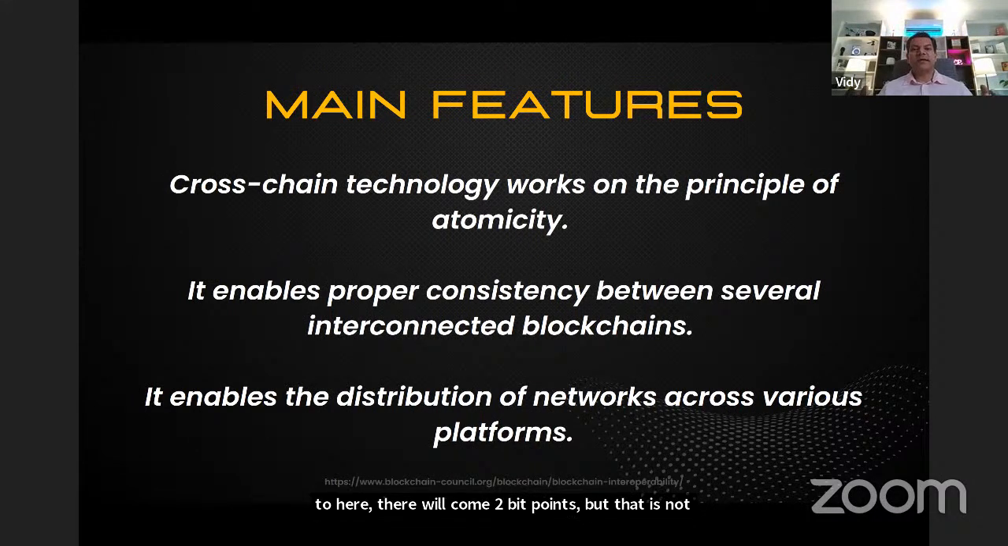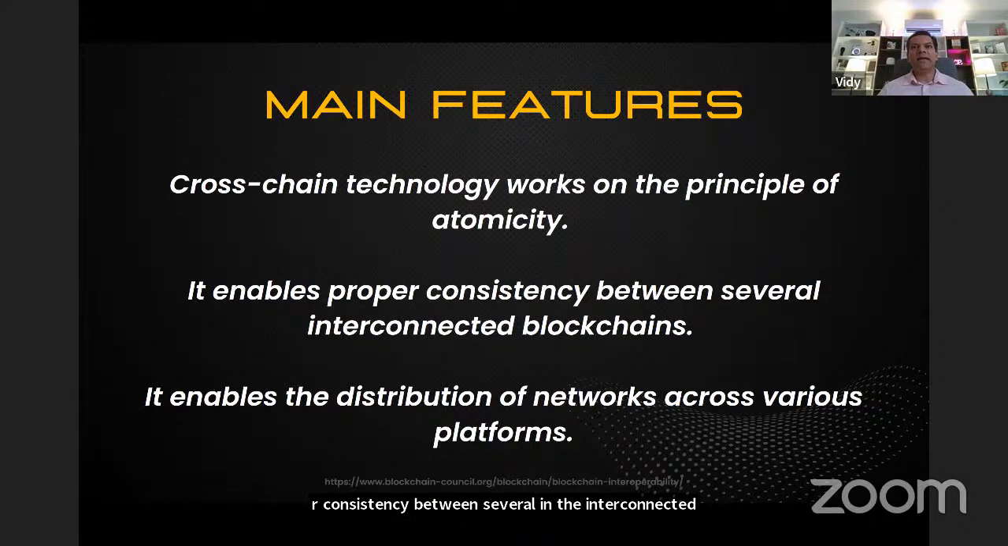So that transaction has to be atomic, which means if I'm sending something from here to here, it should be either burned or locked on this chain, and an equivalent replica is created on the other chain. So we are still atomic. This also enables proper consistency between several interconnected blockchains.